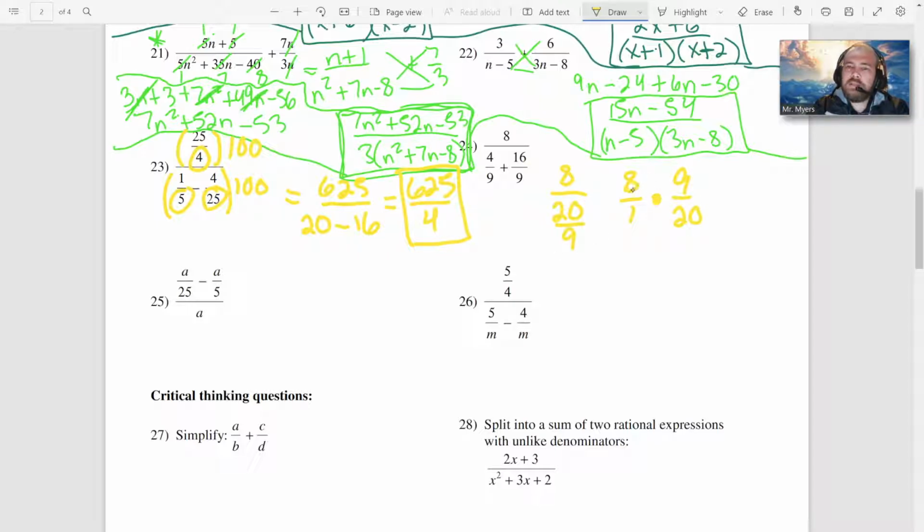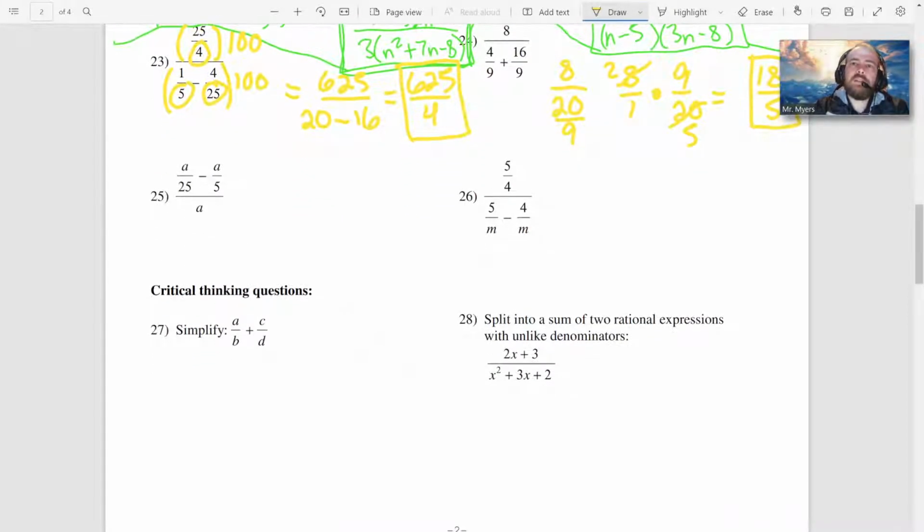And 8 and 20 do simplify a little bit. They both go into 4. That goes in 5 times. That goes in 2 times. And then we multiply across. 2 times 9 is 18. 1 times 5 is 5. We have 18/5. All right.